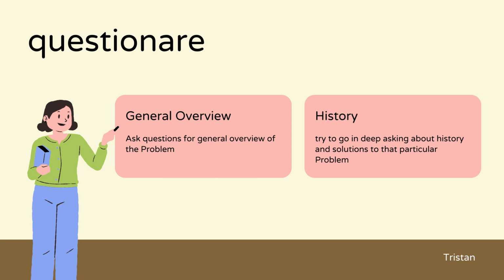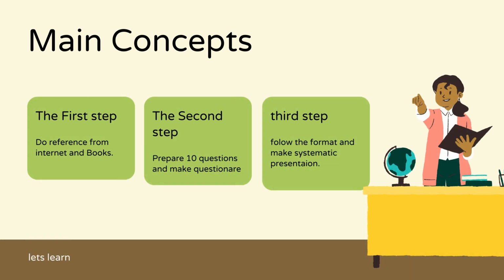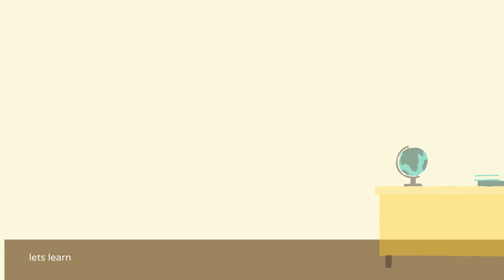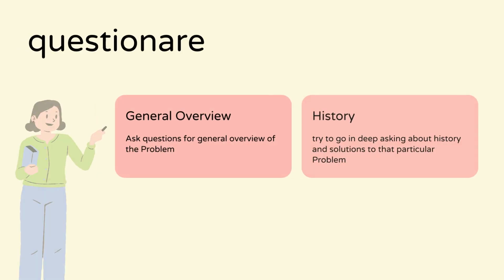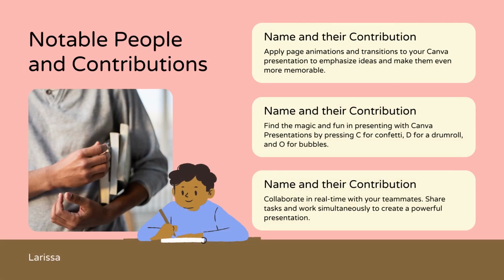Make it different. Okay, so make 10 subtopics and then for each subtopic make a different question. Coming to the next very important part of your study, that is this questionnaire, and after this questionnaire will come the main concepts. After the questionnaire you have to keep in mind that very important is notable people and their contributions.